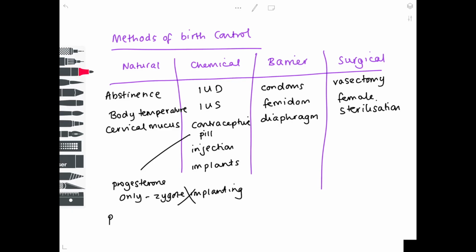Whereas progesterone and estrogen combined pills prevent ovulation, so they actually stop the egg being released in the first place, and therefore tend to be a better way of preventing pregnancy.